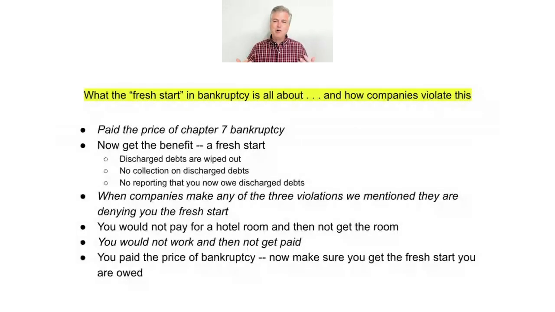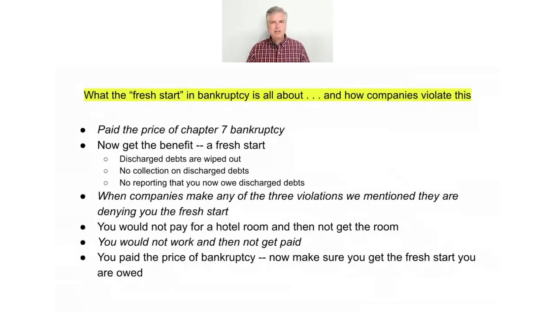I mean, this is an old concept to say at some point we may need to get that fresh start. Well, the fresh start means the discharged debts are wiped out. It's like there's a wall above you, to either side, below you, in front of you, behind you, and that debt cannot get through that wall to you. And if somebody decides to collect a debt that's been discharged, they're violating the bankruptcy court order. And so they can't do that.